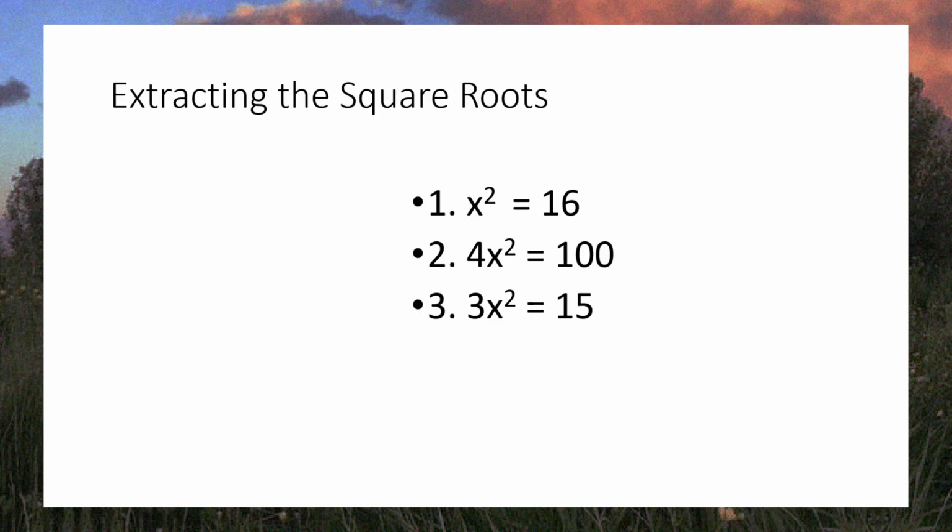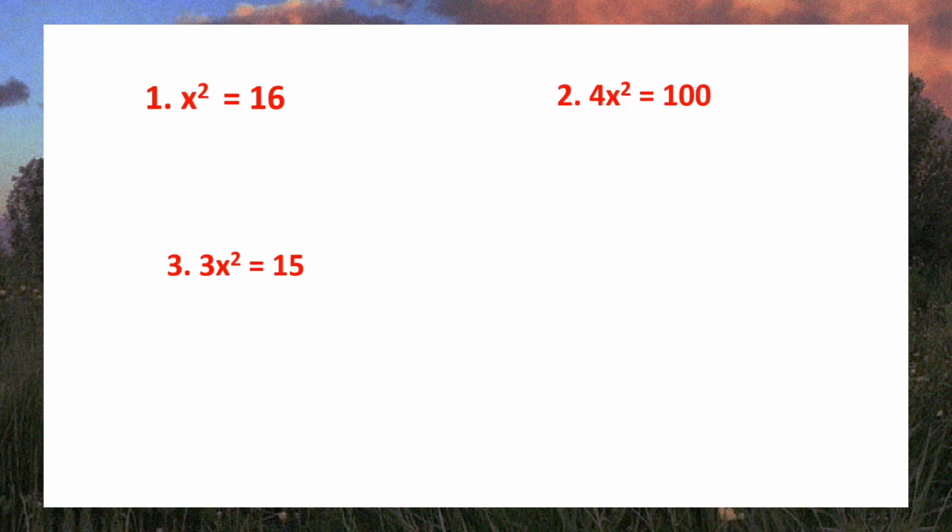Now, isa-isay natin. For the extracting the square roots, I do have here 3 examples. So, x squared equals 16, 4x squared equals 100, and 3x squared equals 15. In extracting the square root, kailangan nyo muna ma-divide yung a to both sides, hanggang ang matira na lang sa pinaka-leftmost ay yung x squared. And then, pwede na kayo mag-extract ng roots. So, let us talk about number 1. So, x squared equals 16.